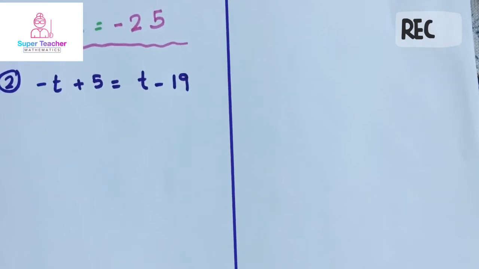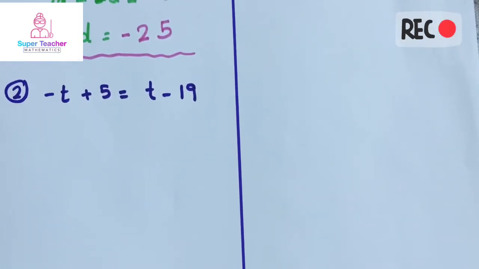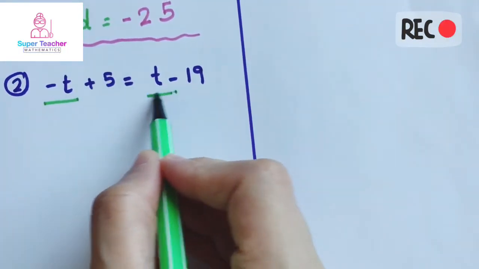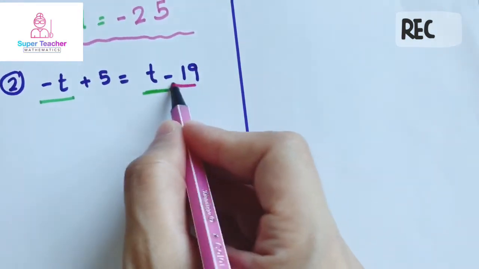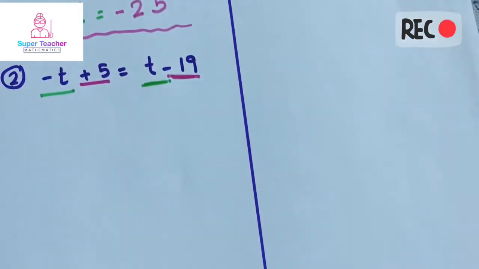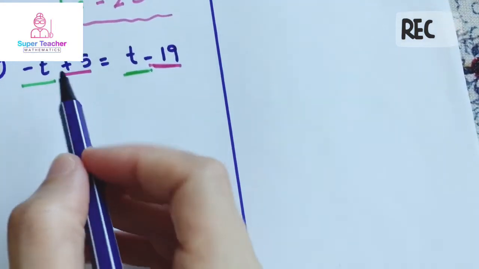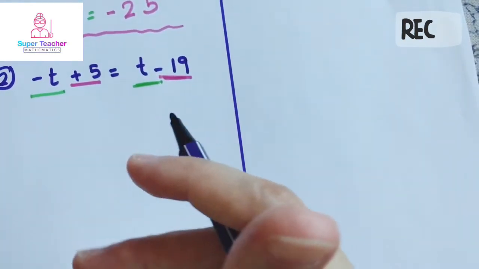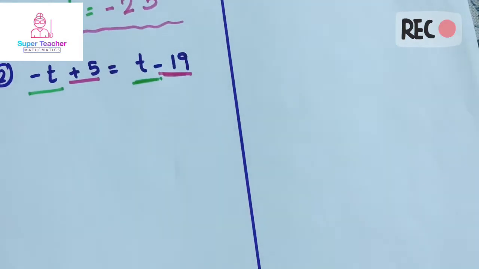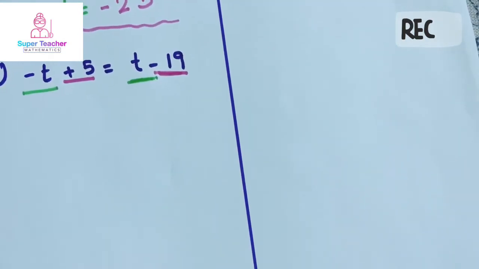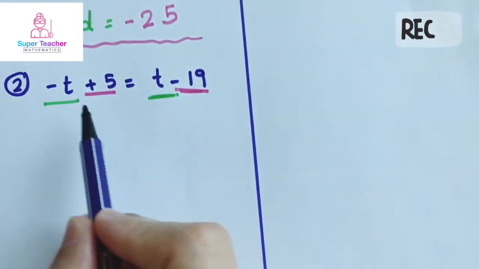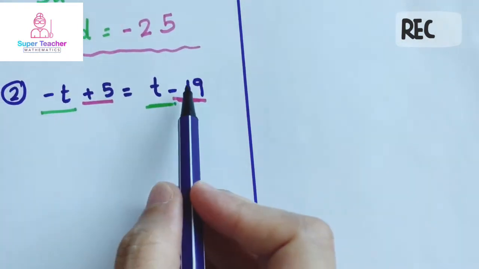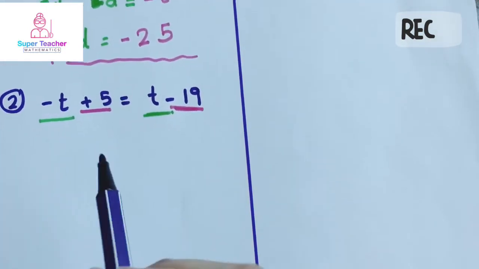Question 2 is negative t plus 5 equals t minus 19. The same thing, I will keep the variables together and the numbers together. The numbers, for sure, negative 19 with 5. This time I will take the negative t to the t. Why will I move this negative t? I want to get rid of the negative, because when I change it to the other side it will be positive, so it's easier for me. But you can also move this one, it's fine. I will take the negative 19 here, it will also be positive, so everything will be positive.